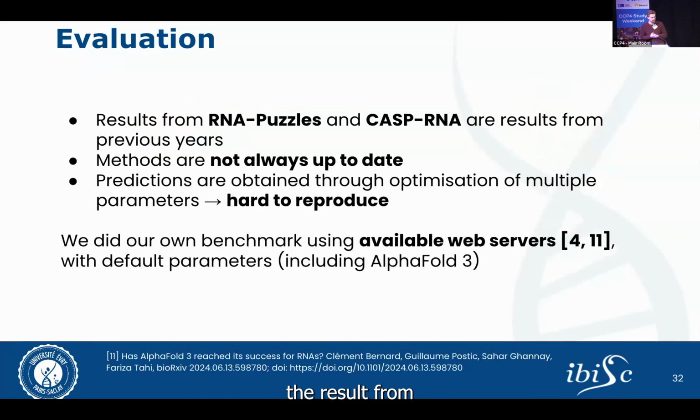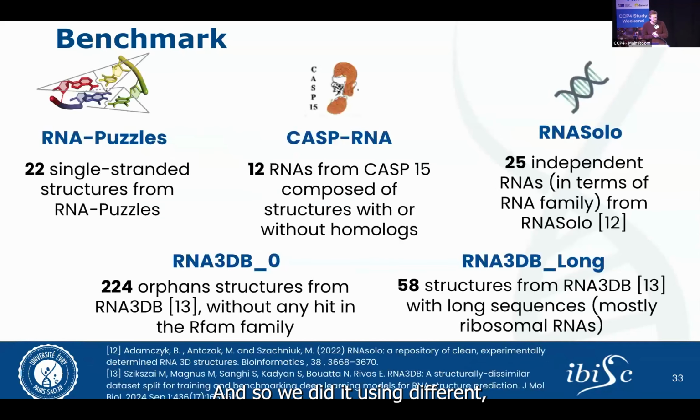But in fact, the results from either RNA-Puzzles or CASP RNA are results from previous years, so the methods are not always up to date. And even the predictions are obtained through huge optimization of multiple parameters, which is not always reproducible. This is why we decided to do our own benchmark using really user-available methods. And we also included AlphaFold 3 with just the default parameters to see at this moment what are the best methods. And so we did it using different benchmarks, so different datasets.